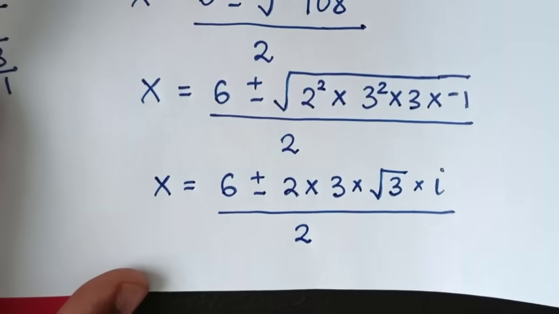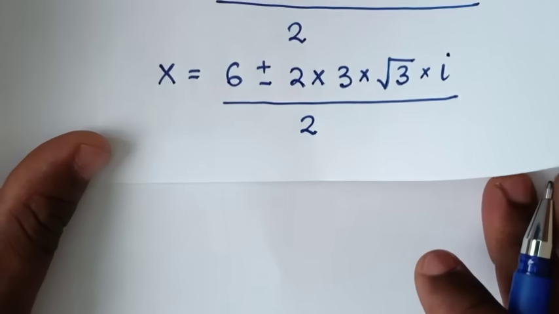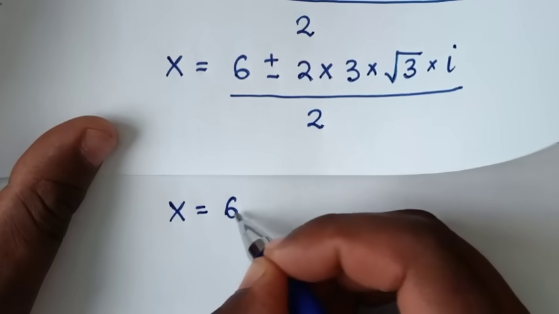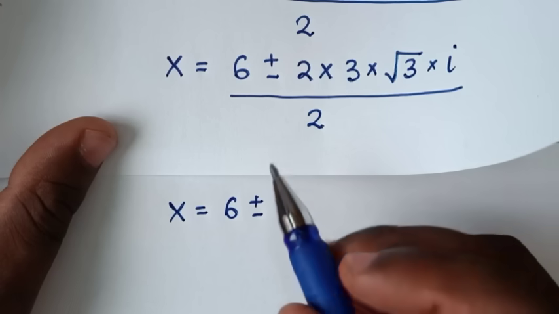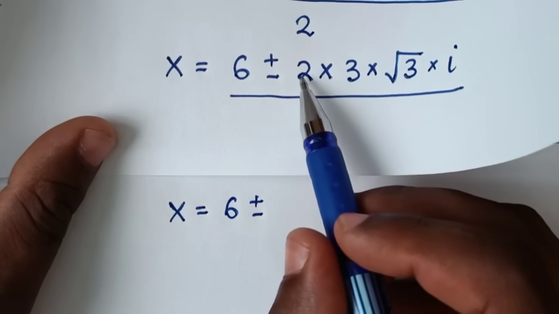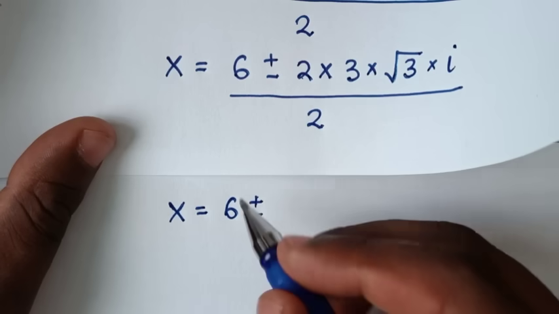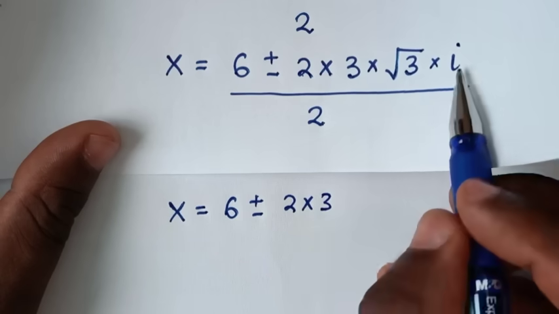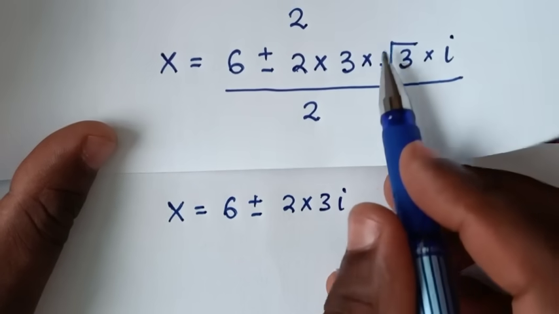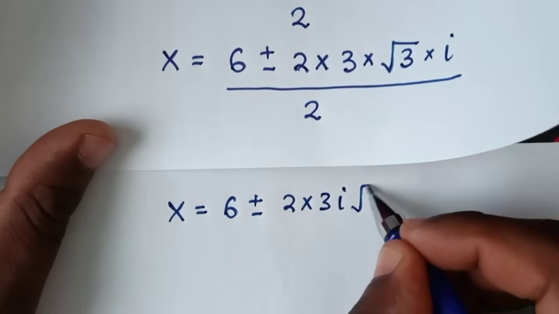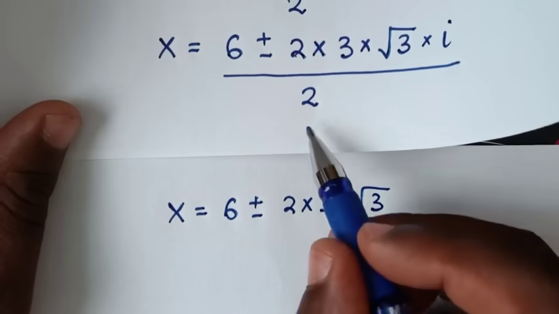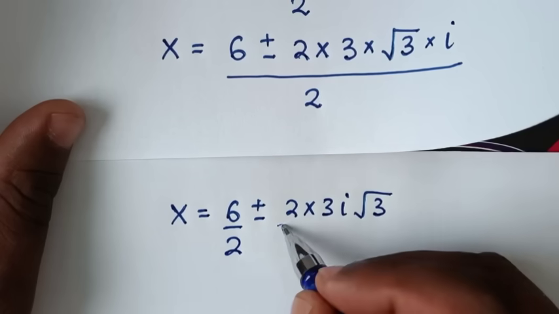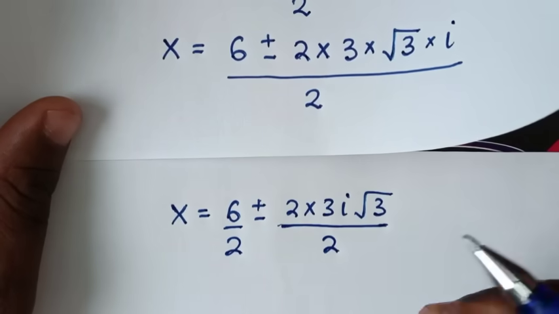Then in the next step, it will be x is equal to 6 plus or minus here 2. Here it will be 2 times 3, so 2 times 3, then times i, so it will be 3i, then times this square root of 3. Then we divide by 2 in this part and in this part, so here will be divided by 2 and here will be divided by 2.